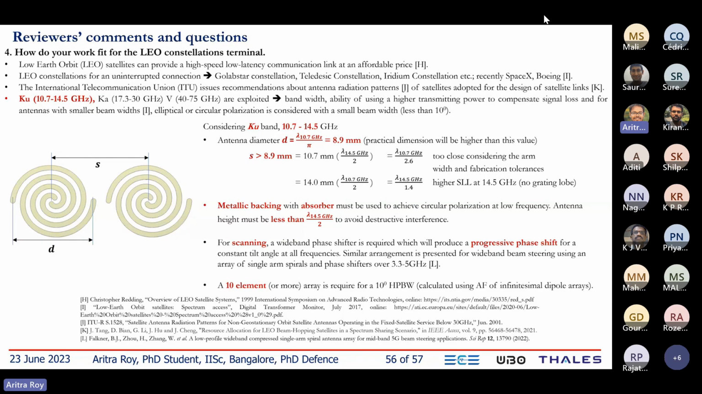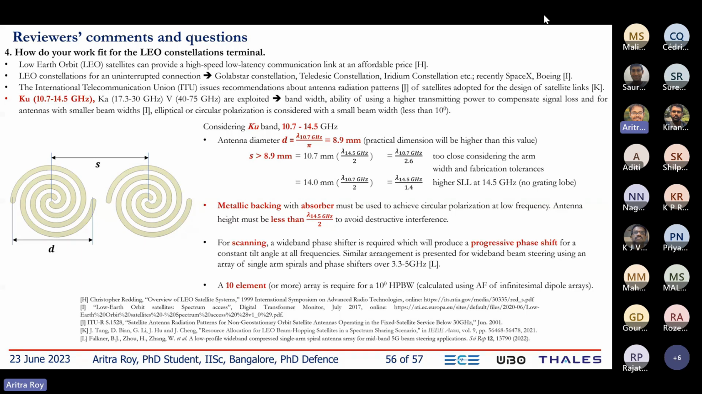So we need a constellation of multiple antennas. If we consider one band between 10.7 to 14.5 GHz, I have selected some of the dimensions. The maximum diameter of the antenna can be determined from the lowest frequency. By doing so, we get a diameter of 8.9 mm.